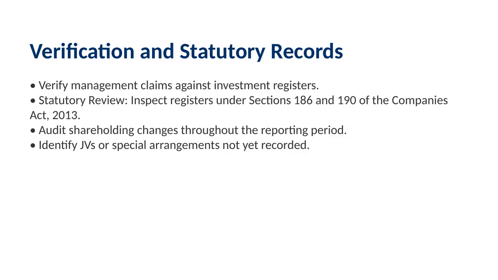But don't just rely on what management says. Verify it. Review the investment registers of the parent and its components to see who they actually own shares in. Check for joint ventures and any other special arrangements that might not have made it into the consolidated statements yet. For a more formal verification, go to the statutory records. In the Indian context, this means reviewing registers under Sections 186 and 190 of the Companies Act, 2013. You also need to track any changes in shareholding that happen during the reporting period.